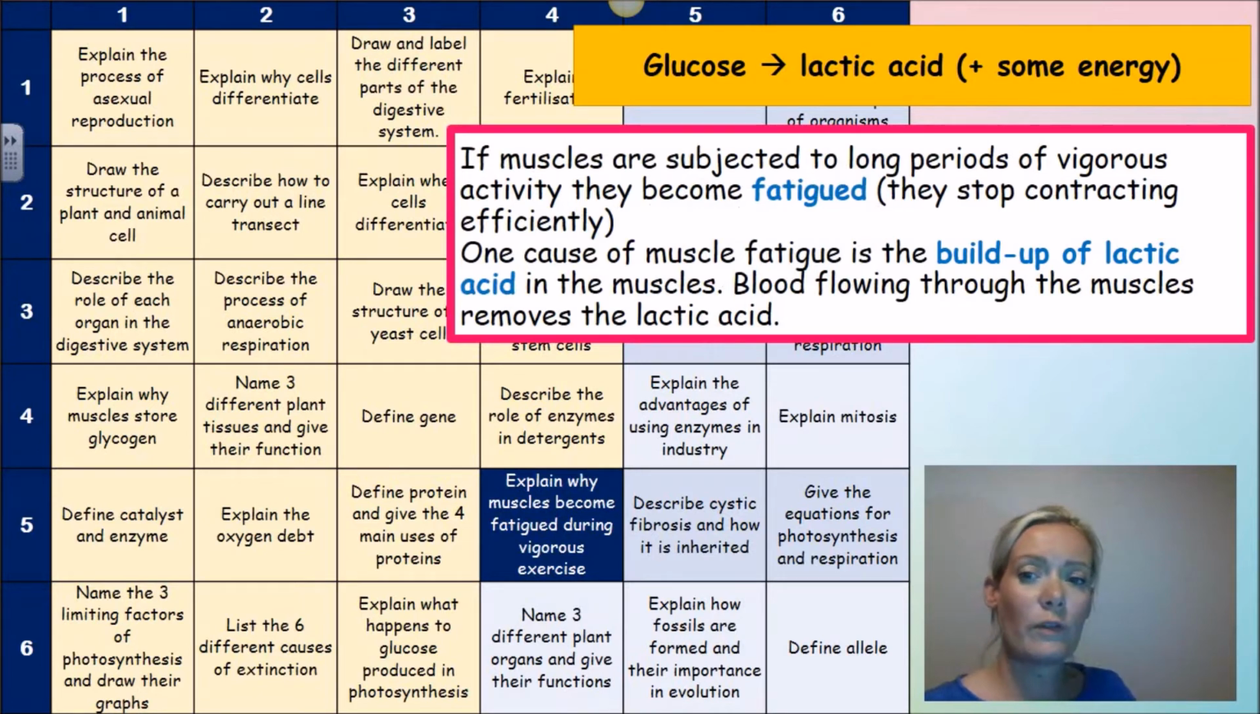Okay, so muscle fatigue is the buildup of lactic acid in the muscles, and then any blood flowing through that carrying oxygen will then break that down. We referred to that already when we talked about oxygen debt.